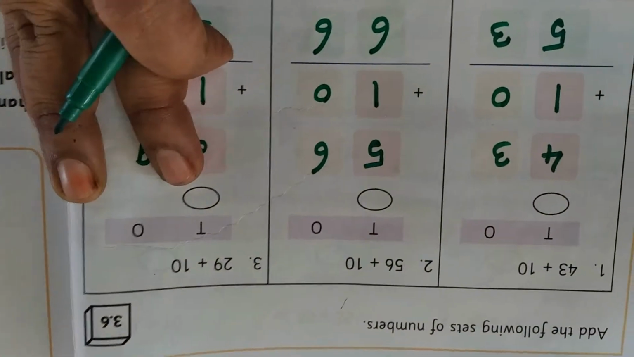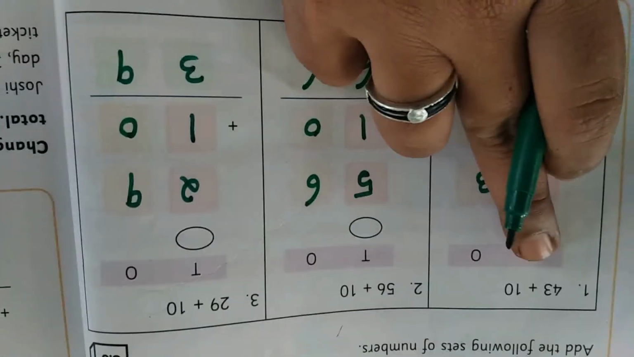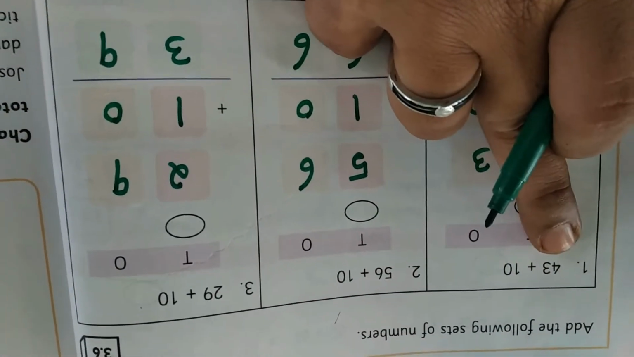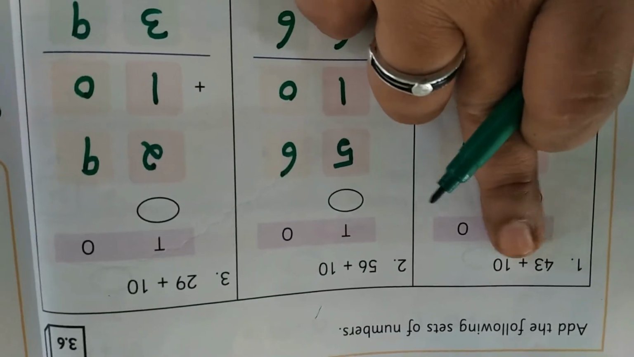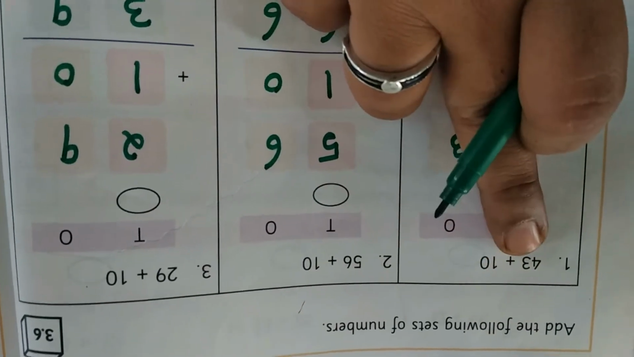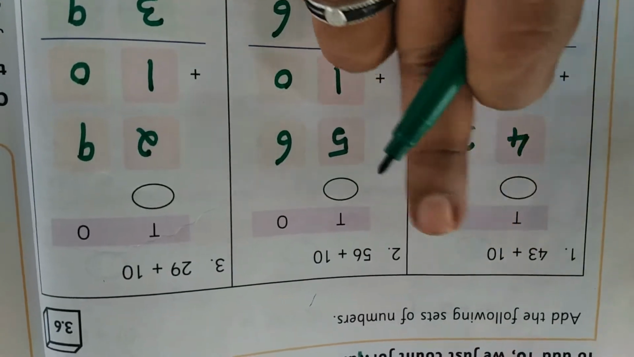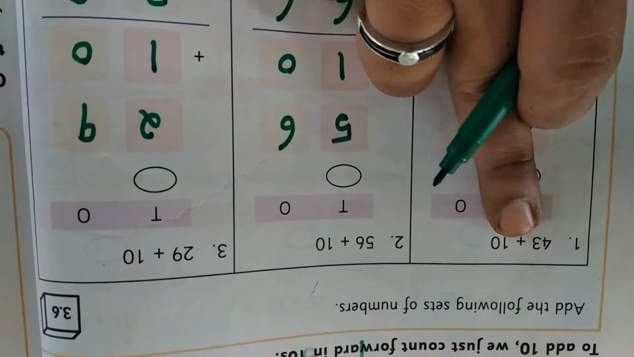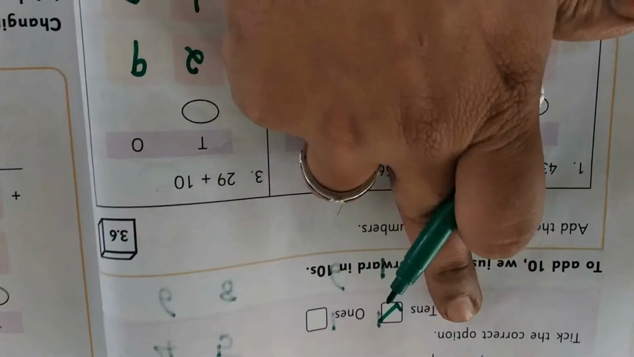Now see Activity 3.6. Add the following sets of numbers. See, here also they have given the number 43 plus 10. If you add 43 plus 10, in which place do you want to add? Only the tens place will change. In the ones place what number do we have? 3. So we will get the same number 3. And in the tens place alone we will add plus 1 to this number 4. So 4 plus 1, 5. That is what we saw in Quick Tips.